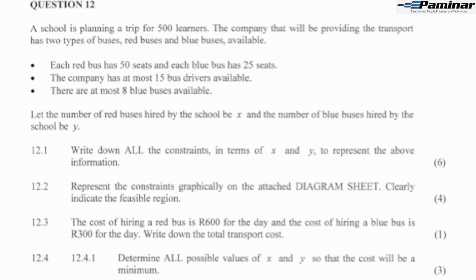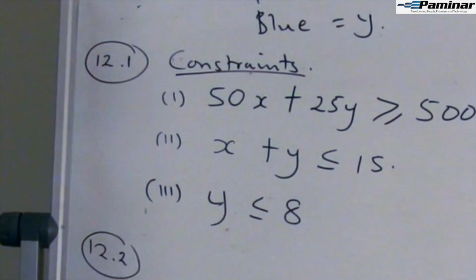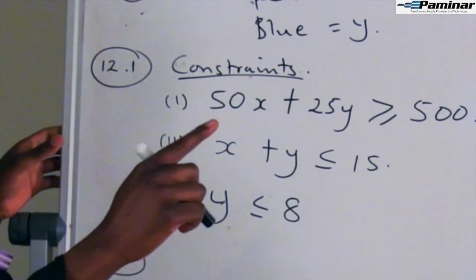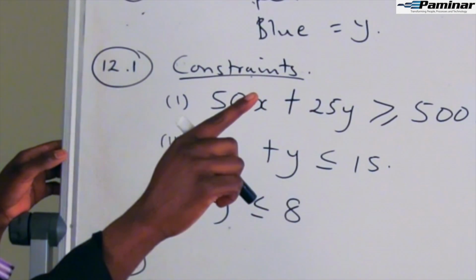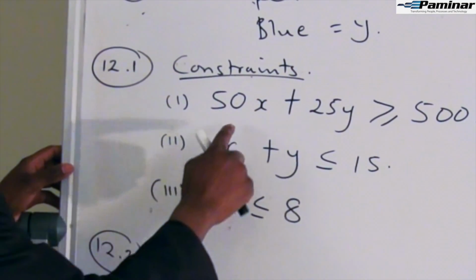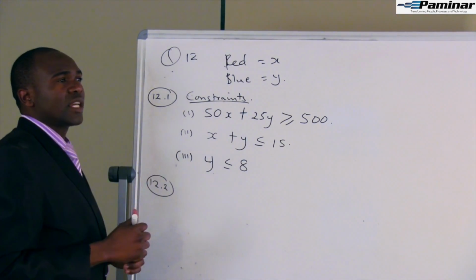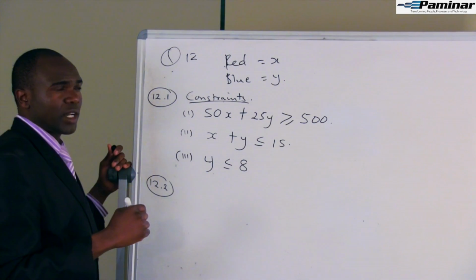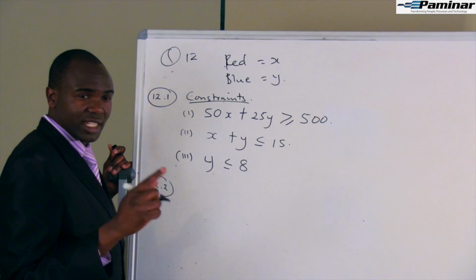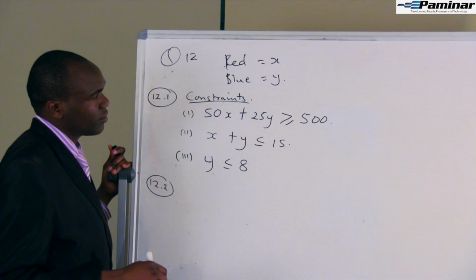Now 12.2 says represent the constraints graphically on the attached diagram sheet. Clearly indicate the physical region. Alright. Now what we need to do from this one, we are told that this one, and this one, these are the 3 things that we need to do, okay? So we need to represent all this information on the diagram sheet or on the graph.